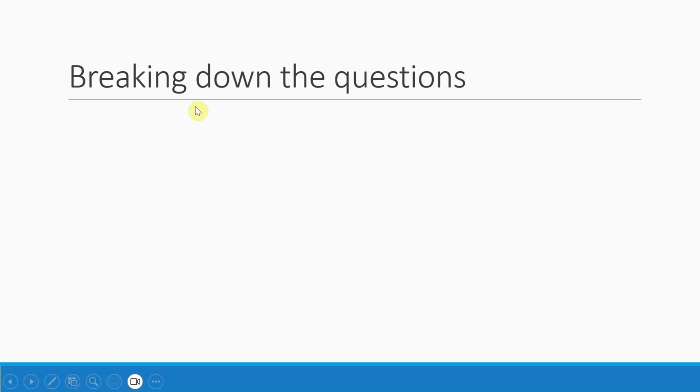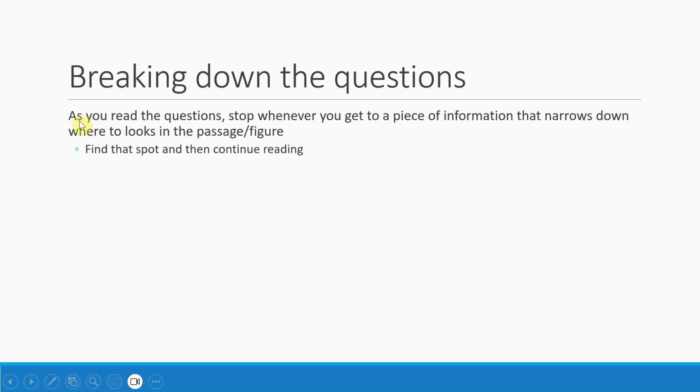So I mentioned earlier that we're going to break down the questions as we read them. So let's talk about what I mean by that. We are going to read the questions, and as you read, stop whenever you get to a new piece of information that's going to narrow down where to look, either in the text of the passage or in a figure or table, or it might give you a couple different options. Whenever you get to that new information, stop and find that spot, in the text, figure, or table, and then go back to your question and keep reading until you get to the next piece of information that will narrow it down further. You'll rinse and repeat and slowly work your way through the question. I'll give you an example here in a second.